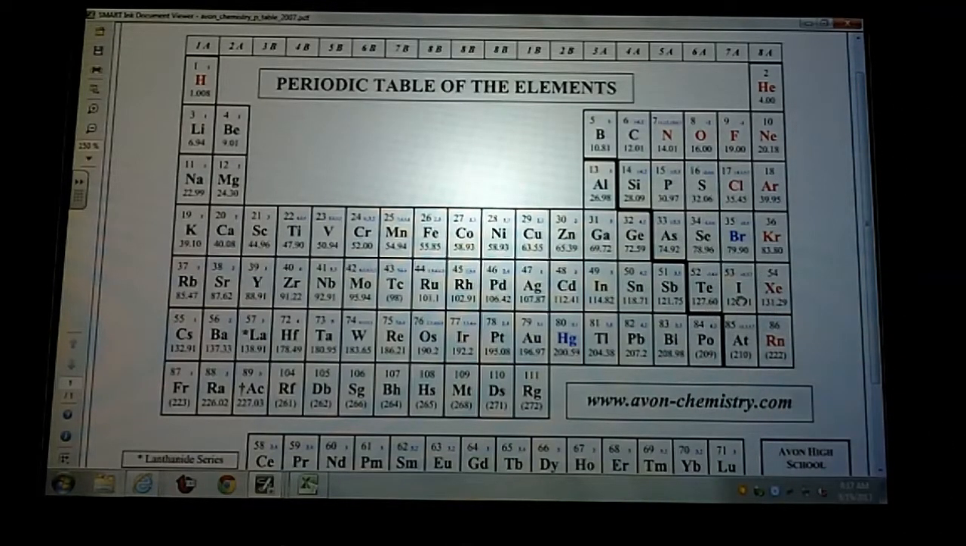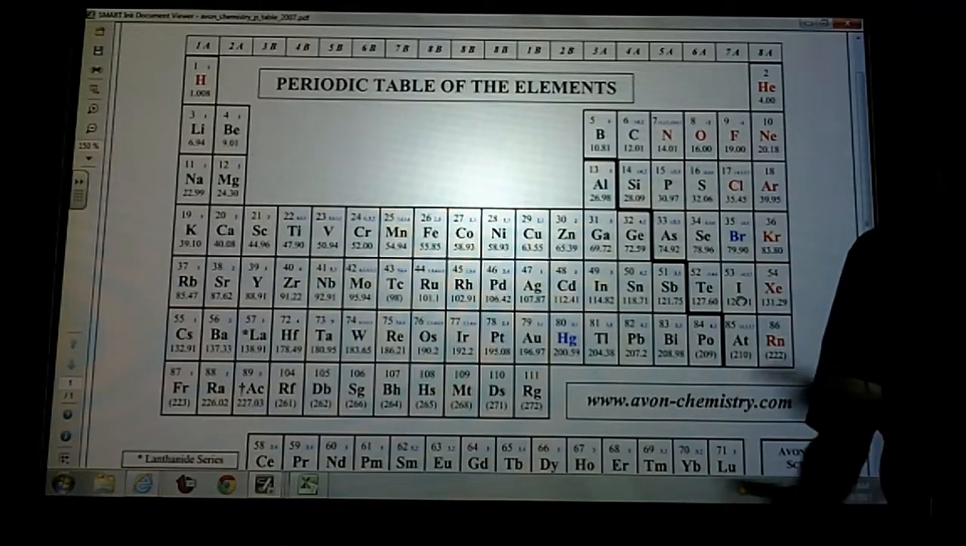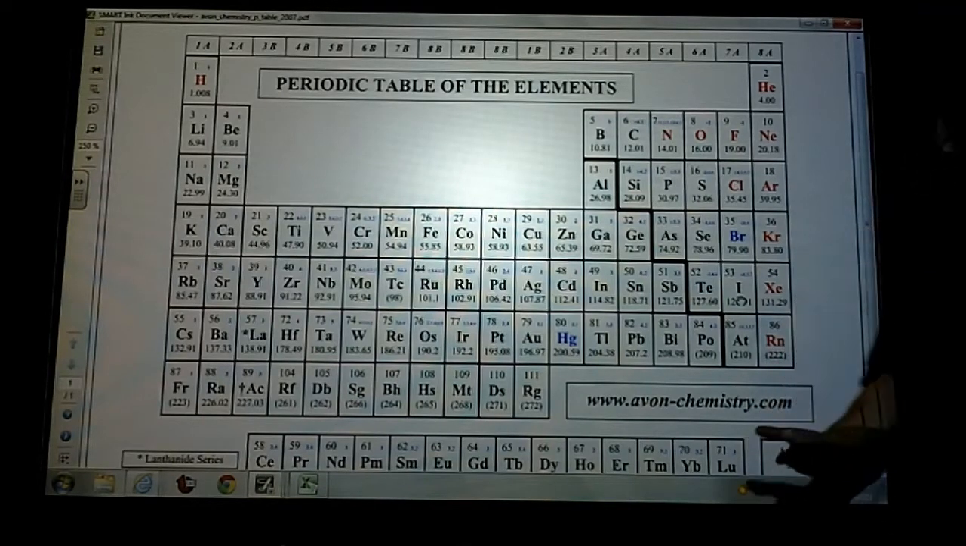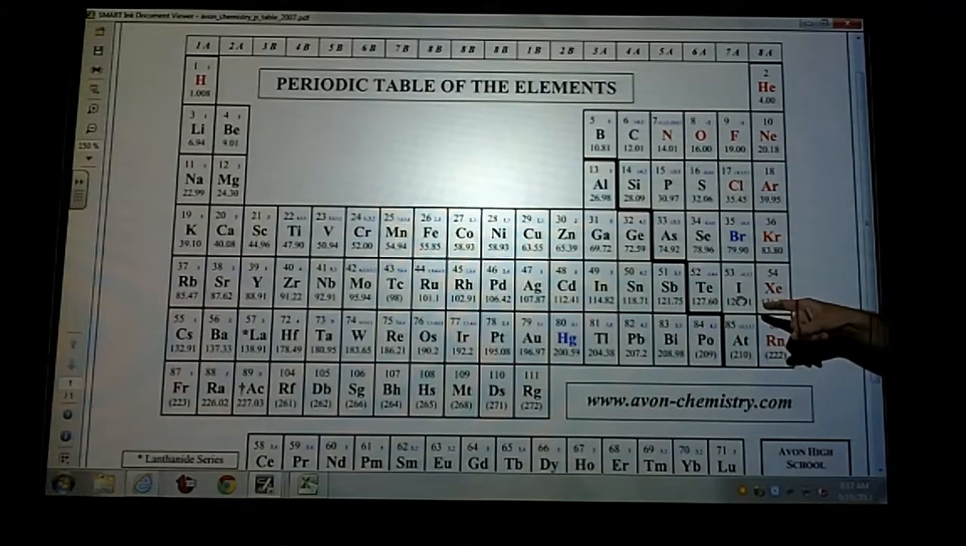So we've got iodine right there. How many protons does iodine have? 53. Will that ever change? No, because the number of protons identifies what we're looking at. So iodine has 53 protons.